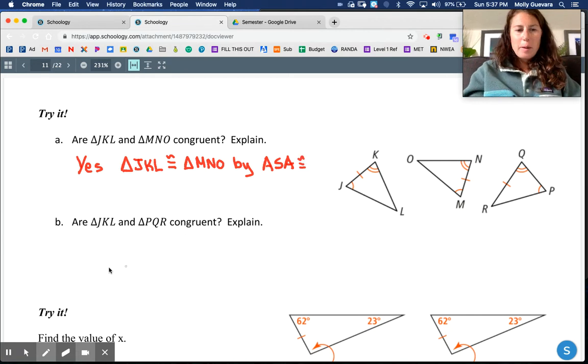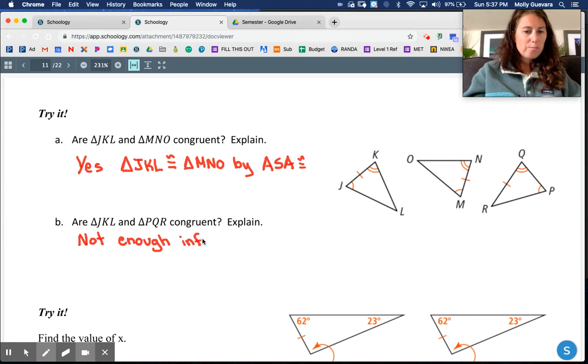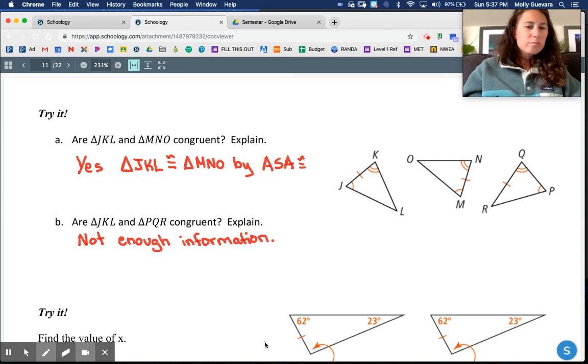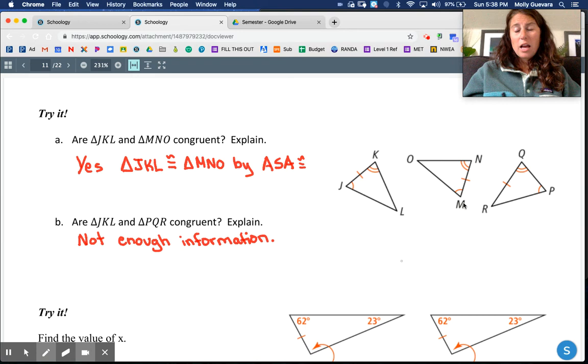Okay. And then part B says are JKL and PQR congruent. So again, JKL has angle, side, angle. PQR has angle, angle, side. Okay, so is that enough information? Not with what I'm given right now, right? If I was given more information or if I calculated more information, sure, maybe. But just with the information I'm given, I don't have enough information to say. Okay, so not enough information. Could they be congruent still? Yeah, I just don't have that information yet.